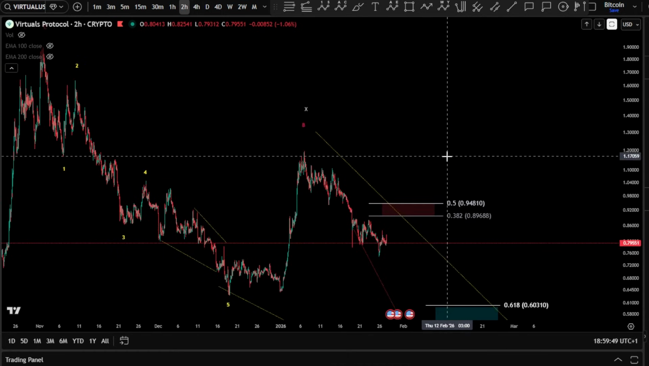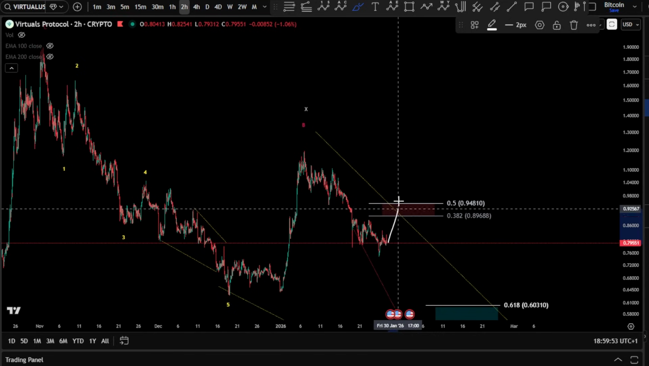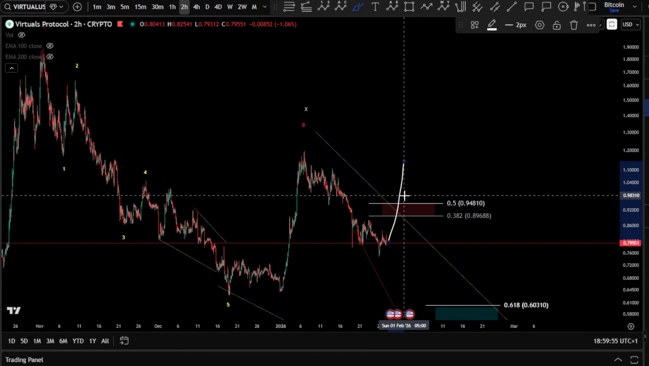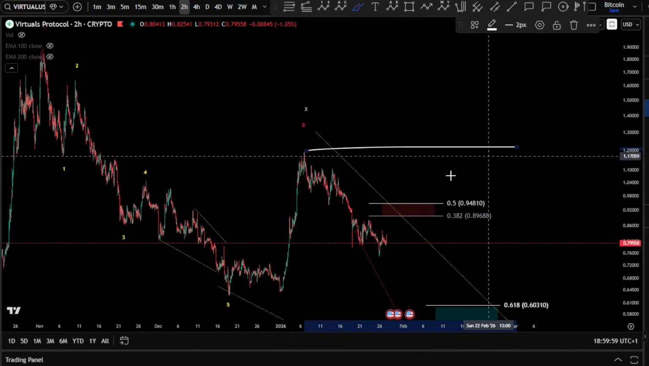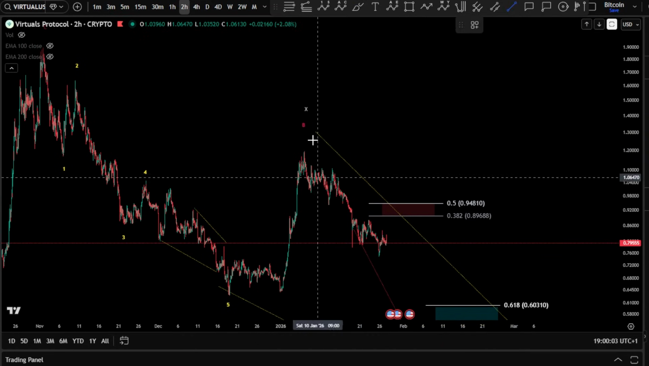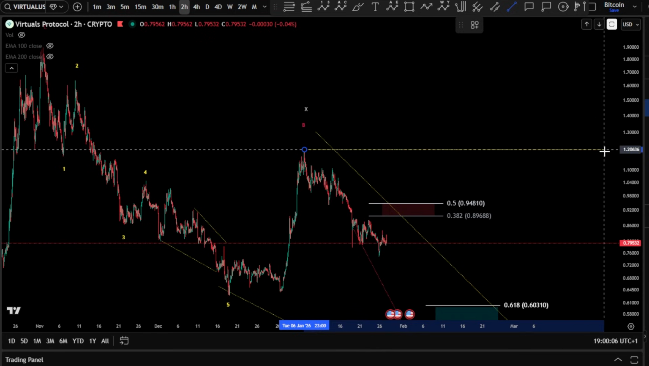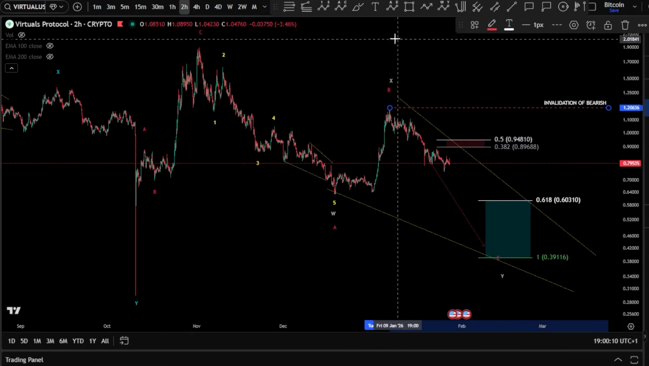Unless, of course, we're gonna see this area broken, maybe, and something like pushing really for higher again. Invalidation here, 886, and taking the high. So if we take the high, very likely then, okay, we might be in a bullish scenario. So I would say here might be your invalidation of bearish, meaning something pushing for higher.